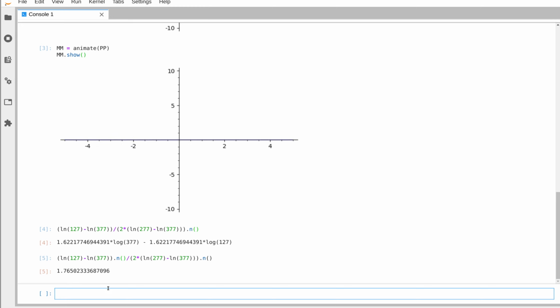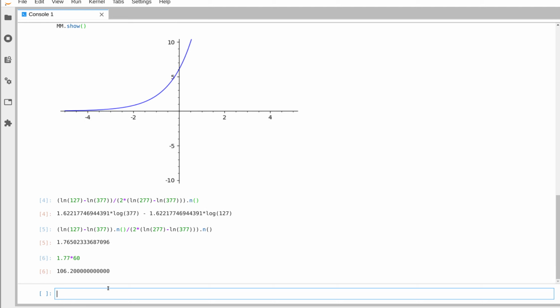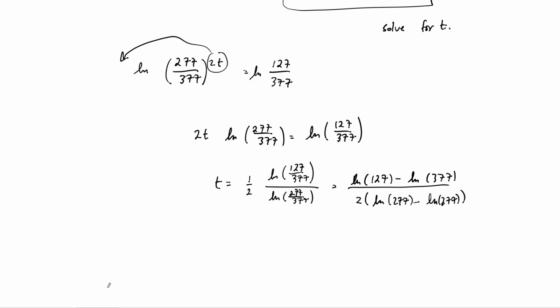This is in hours, right? So let's just round this to 1.77. 1.77 times 60 minutes. Let's find this out in minutes. So it's about 106 minutes. So it's about an hour and 46 minutes, right? So this turns out to be about equal to, so the time that we have to wait, right, is about equal to 1 hour 46 minutes.